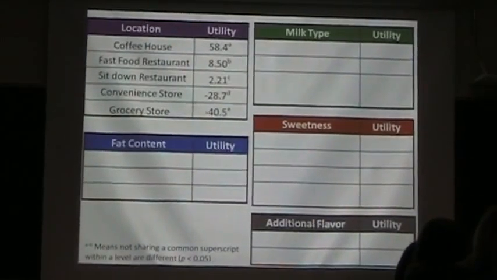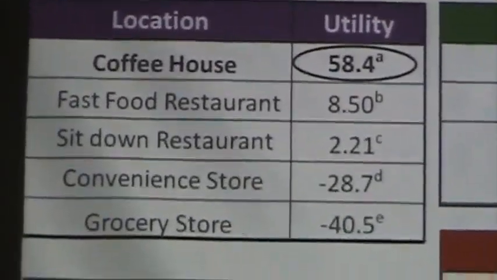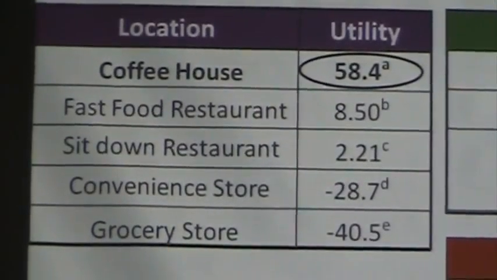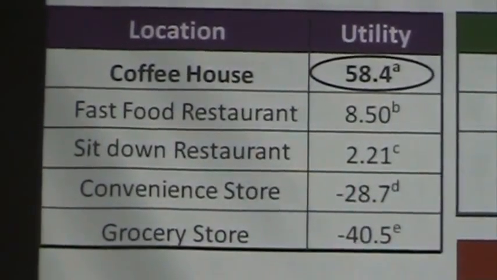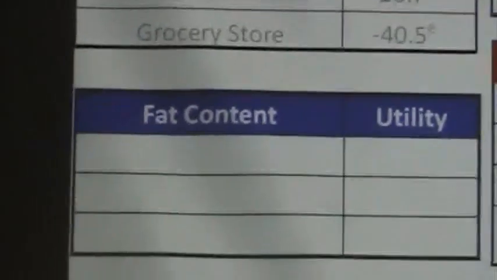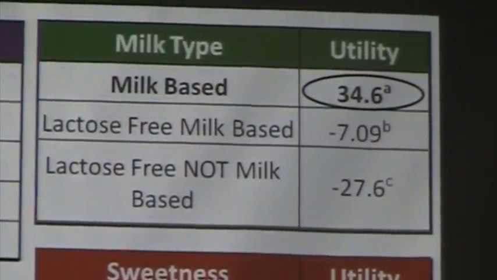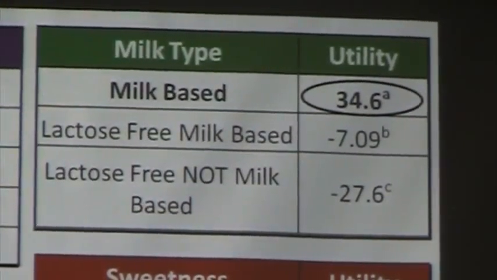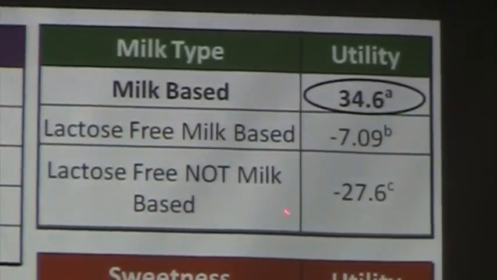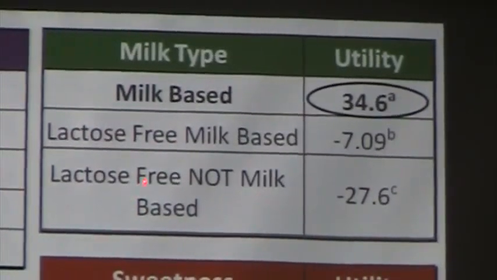So let's look at location first. And what you'll see here is that coffee house had the highest utility, significantly higher than any of the other locations. So when consumers have the option to choose, they want to go to a coffee house to buy a latte beverage. When we look at milk type, the highest utility was milk-based. If consumers have the choice, they want something that is milk-based opposed to lactose-free milk-based, which had the next highest utility. Now, keep in mind, we're going to talk in a few minutes about how many lactose-intolerant consumers I had in the study.